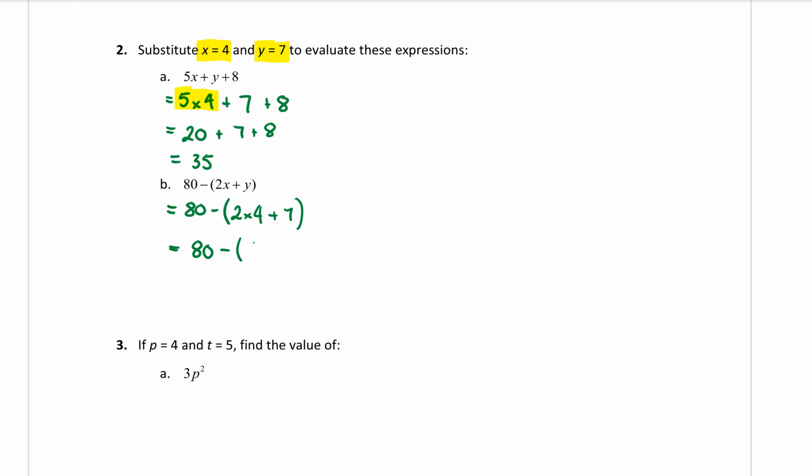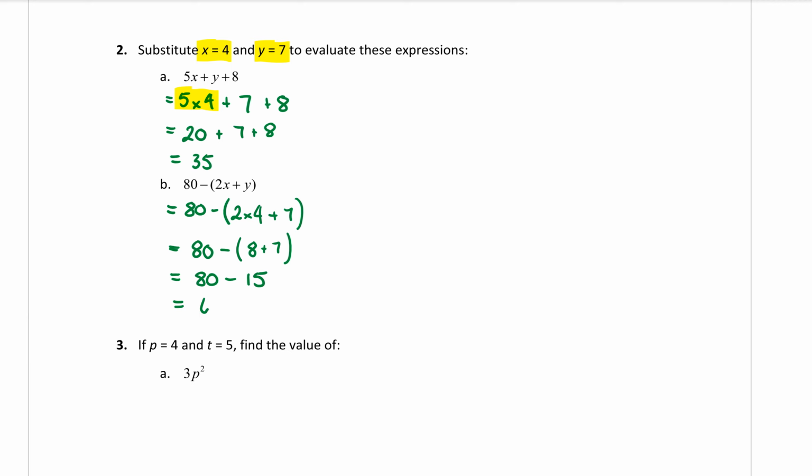All right. Now I still have brackets, so let's work out the brackets now. 8 plus 7 is 15. Okay, and then we can finally do our last step, which is the subtraction, where we go 80 minus 15, and we get 65. Some of you may do that in less steps, but please show me some of your working out.